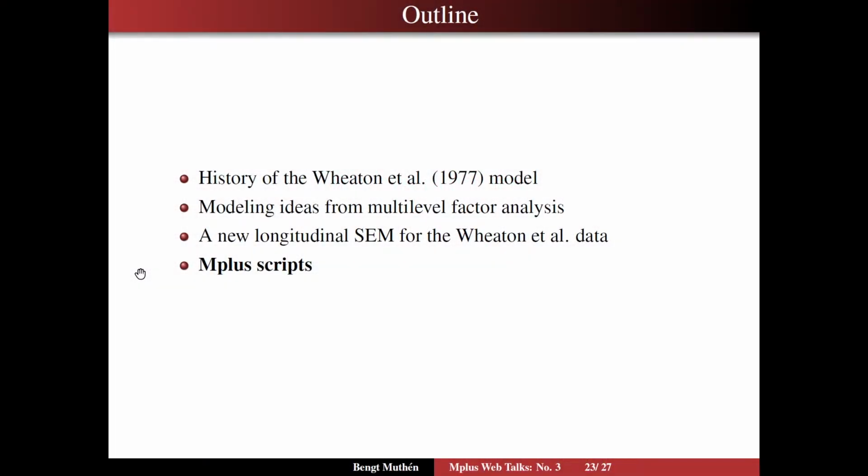On slide 23, we've come to the last bullet of the talk. We're going to go through the Mplus scripts for both the classic and the new model for the Wheaton et al. data.